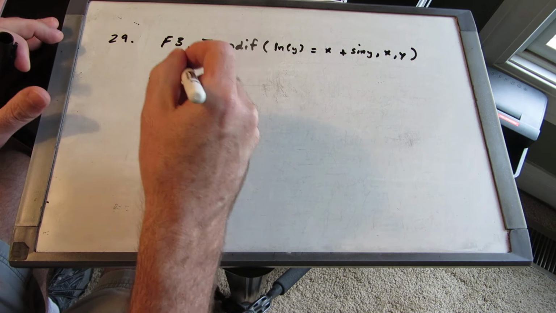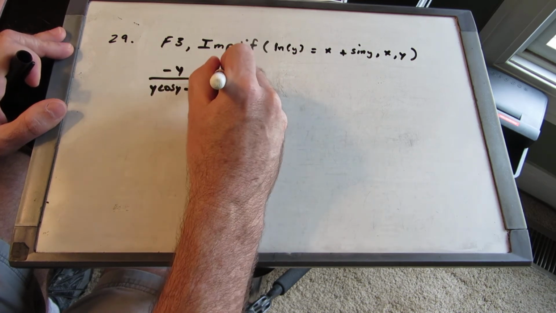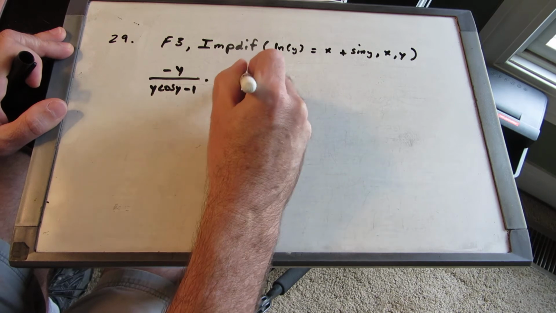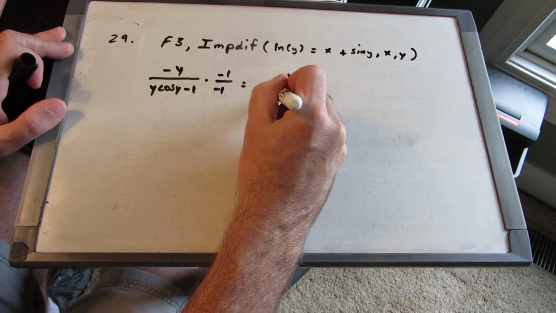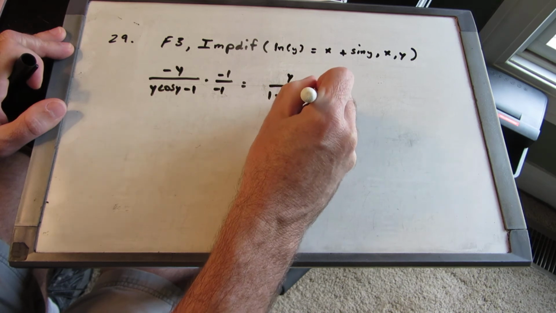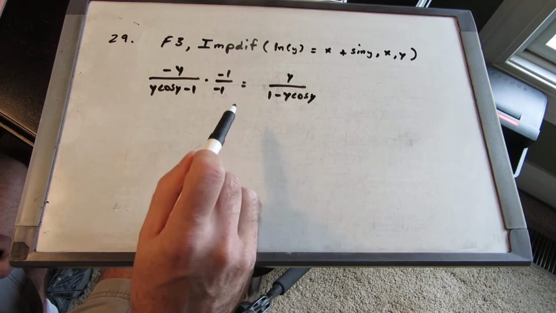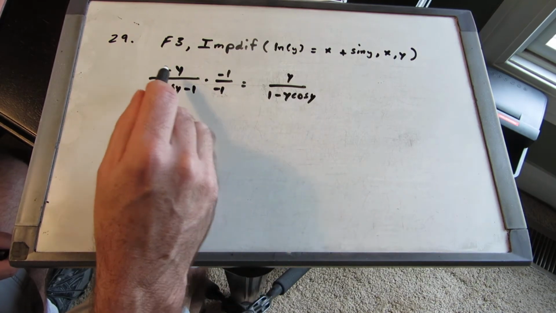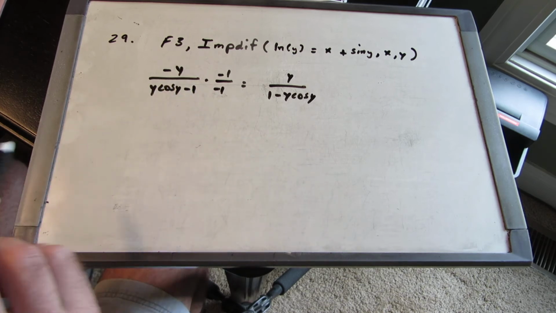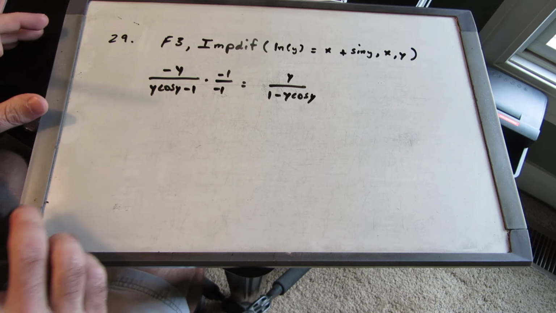So that's not exactly any of the possibilities you have on your sheet, but if you multiply that by -1 over -1, you'll see that that's just y over 1 minus y cosine y. So you can go through your calculator and do it pretty quickly, but it doesn't give you one of the options on your sheet, so you have to realize that this is the same as option E. But if you can realize that, then it's definitely a fast way to do it.